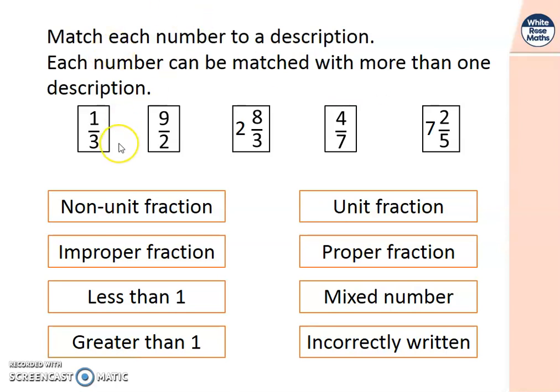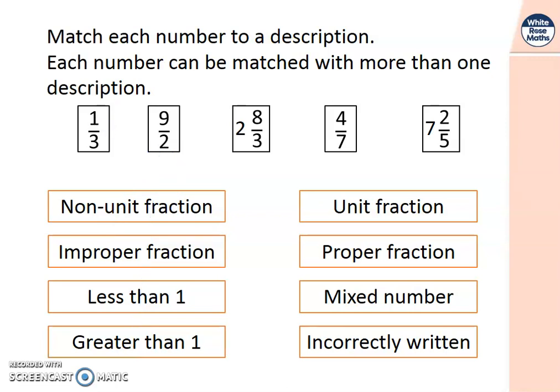So, 1/3 can be recorded as a unit fraction because it has 1 as a numerator. It can also be said it is a proper fraction because it's less than a whole one, and therefore it's less than 1. What about 9/2? You should have noticed that that is an improper fraction because the numerator is greater than the denominator, and therefore it is a non-unit fraction because the numerator is not 1, and it is greater than 1 whole one because the numerator is greater than the denominator.